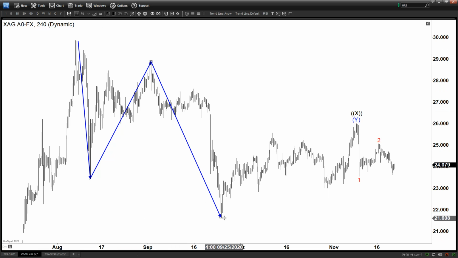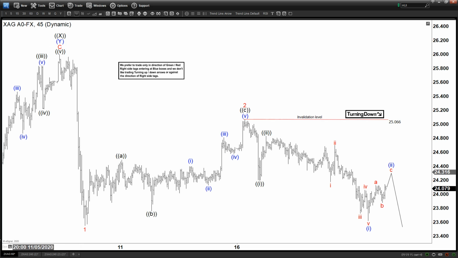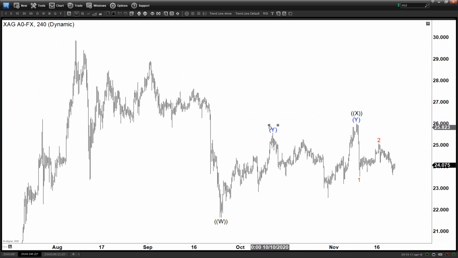But then the reaction from here so far is also not really an impulse. I don't see an impulse, to be honest. I see overlapping here. I see a lot of 3 swings here. So that's why this is an X here, right? So that means this is some sort of W. This could be W, right? And then you see this is a Y in blue here. So this is some sort of WXY. So what I see is that the reaction is also not an impulse. So what we are in right now is a complex correction of some sort in silver.